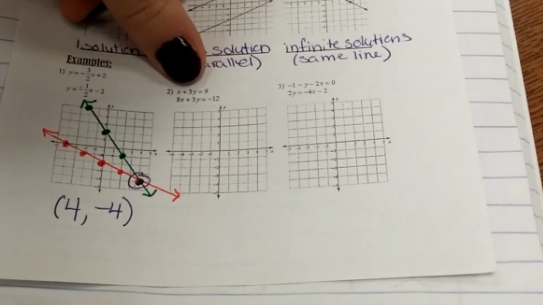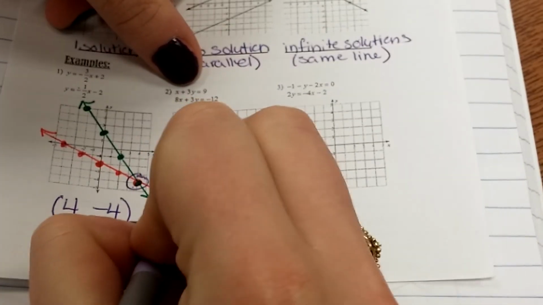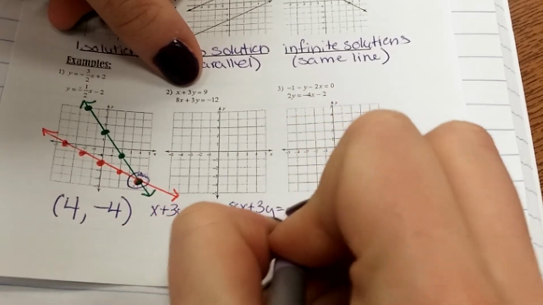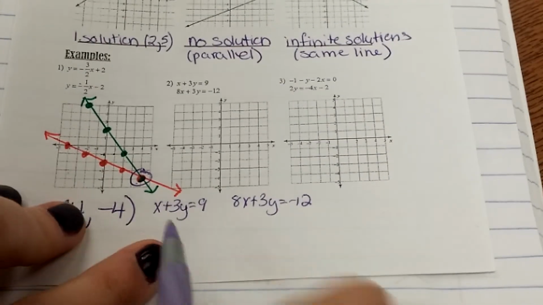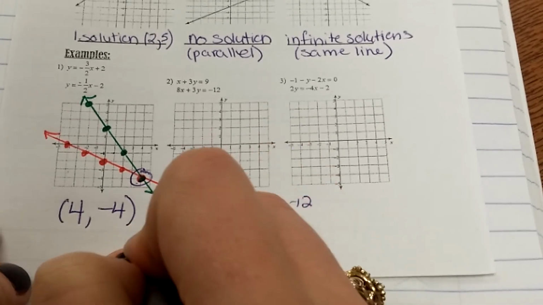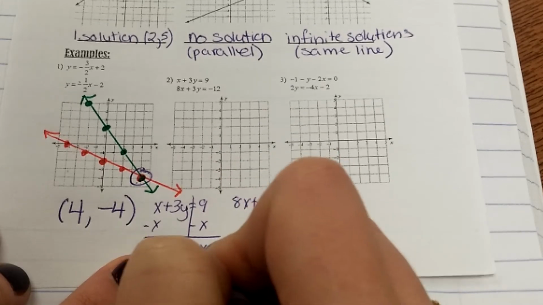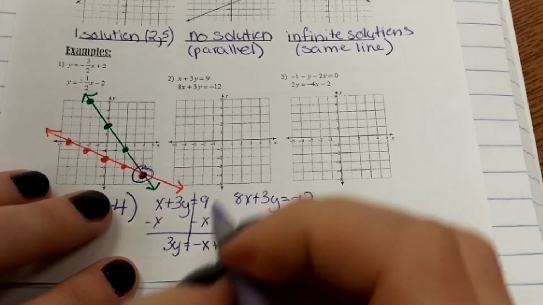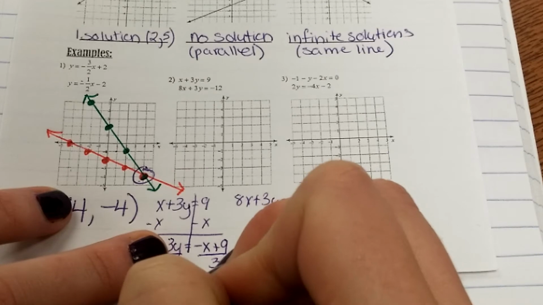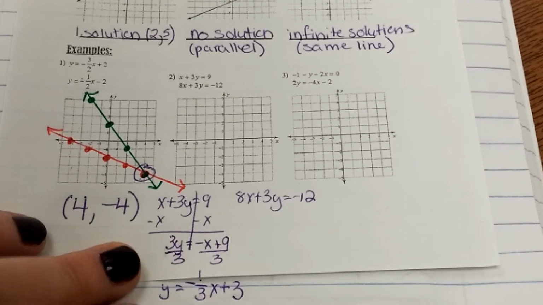Neither of those equations are in slope-intercept form, so my first job is to rewrite them. So my first equation is x plus 3y is equal to 9. And then I have 8x plus 3y is equal to negative 12. All right, so we have to solve for y. So in this equation, I'm going to have to subtract x from both sides to start. So I end up with 3y is equal to negative x plus 9. If I divide both sides by 3, I have y is equal to negative 1/3 x plus 3. So that's my first equation.